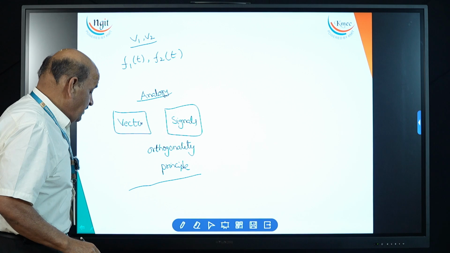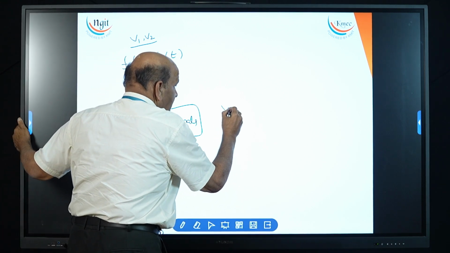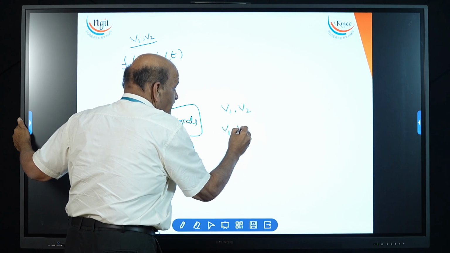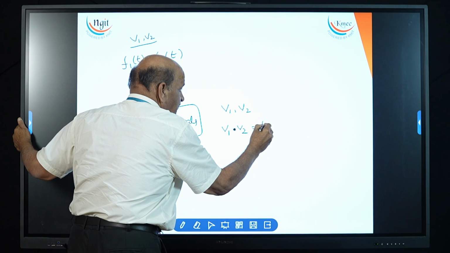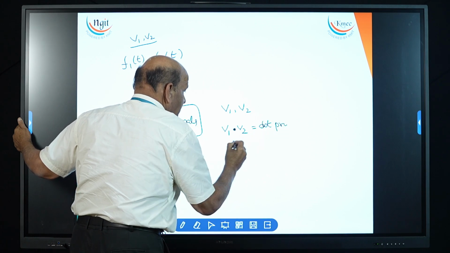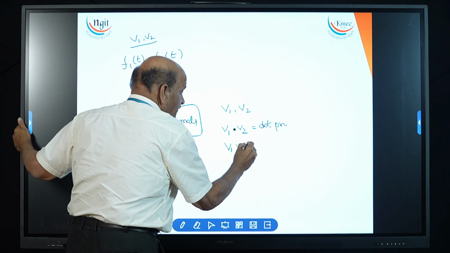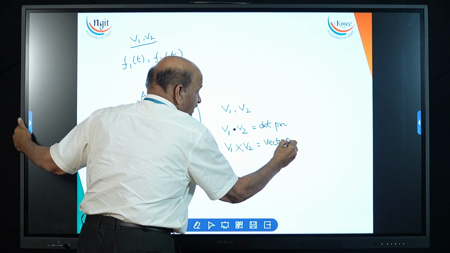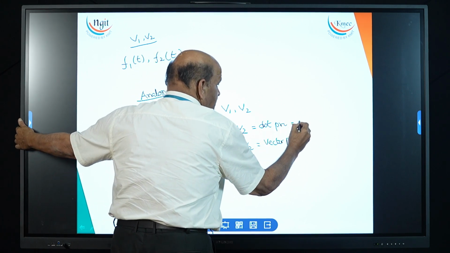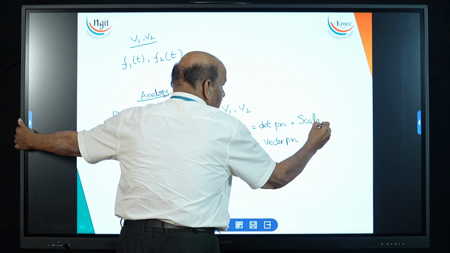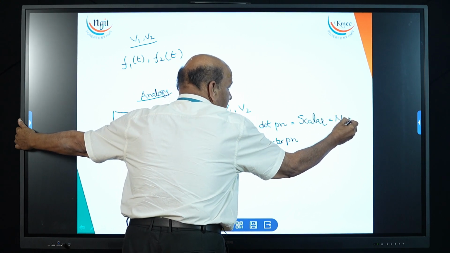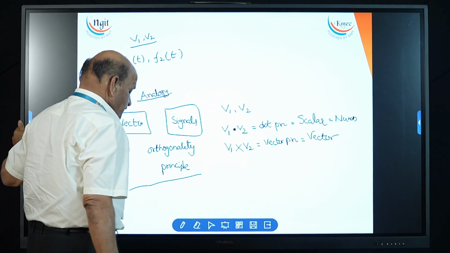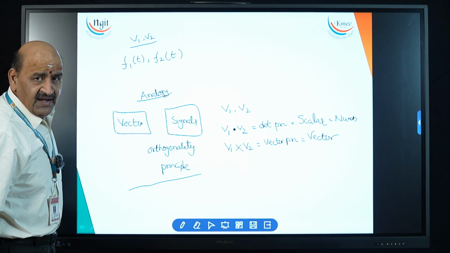Regarding vectors, V1 is a vector, V2 is a vector, and V1 dot V2 is a dot product. Similarly, V1 cross V2 is a vector product. Now, the dot product is always a scalar. Scalar means what? Number. The cross product is again a vector.